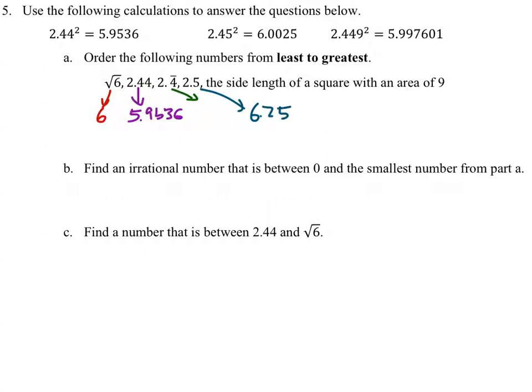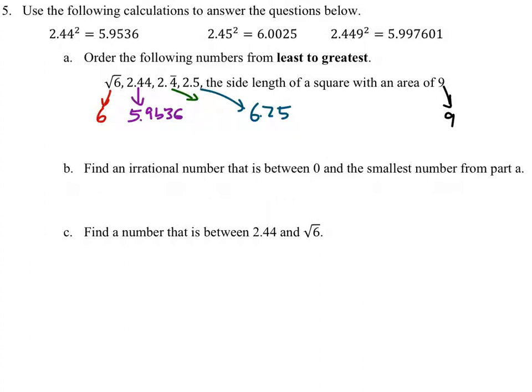And the side length of a square with an area of 9, that just means that if it were squared, it would be 9. The side length squared is the area. 2.4 repeating, I'm going to leave it as it is, and we'll come back to it. Here's the nice thing about that 2.4 repeating. We know it's bigger than 2.44, but it's less than 2.5.